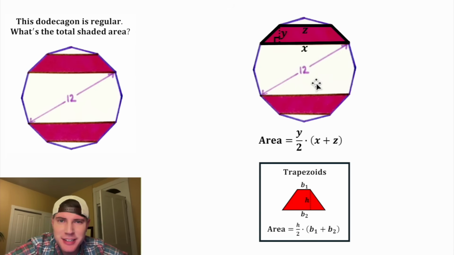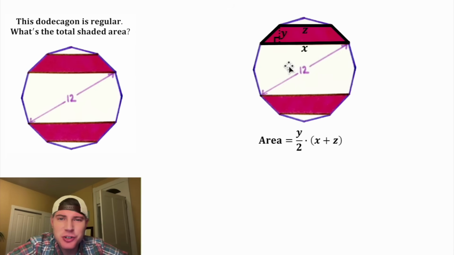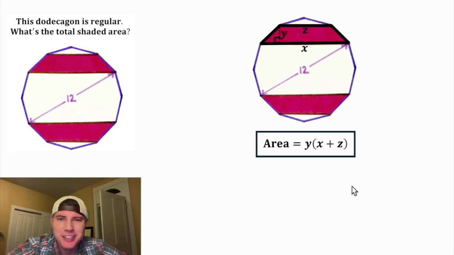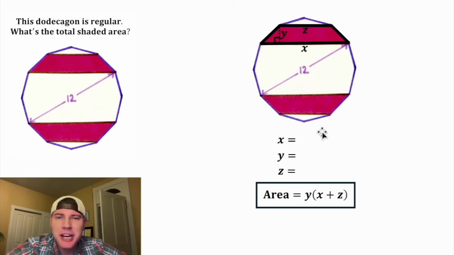X plus Z. And this trapezoid is congruent to this trapezoid, so we can smush all this together and multiply it by 2. And to simplify, this 2 and this 2 can cancel each other out. So we end up with the total shaded area is equal to Y times the quantity X plus Z. This looks important. Let's put a box around it and move it down here. So now we've got to try to solve for X, Y, and Z. And then we'll basically have the answer to the question.